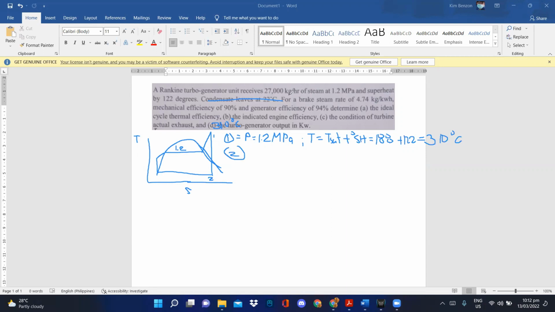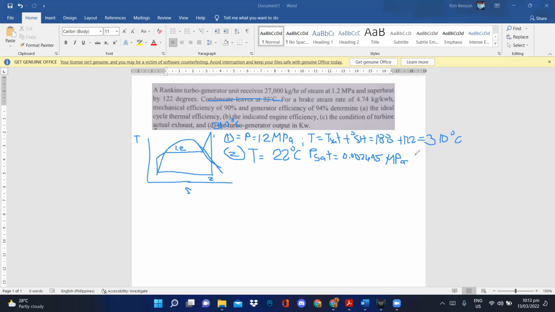Your point 2, since sinabi is condensate leaves at T equals 22, so you have your temperature equals 22 degrees Celsius. Your Psat, ano ba ang Psat natin pag 22 degrees Celsius? Punta sa table 1, which is equivalent to 0.00264 megapascal. Now, if you think that my discussion is very fast, you can pause my video or you can rewind para makasunod kayo.